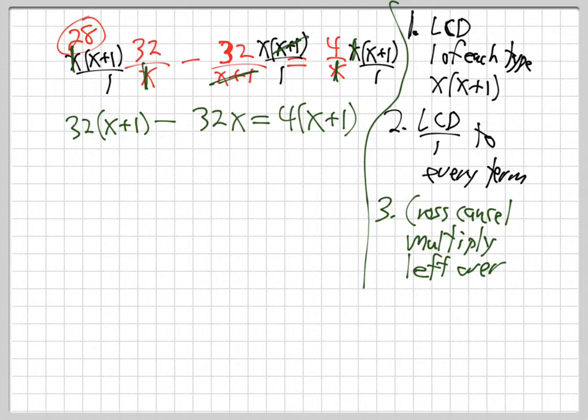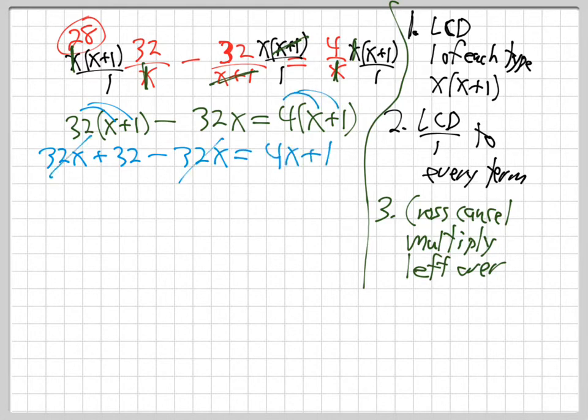So now I just distribute. Boom, boom. 32x plus 32. It's much nicer now because the fractions are gone. Distribute. 4x plus 4. 32x minus 32x. That's nice. That's golden. So finish it up. Yeah, just subtract the 4. Thank you. I'm going too fast, aren't I? Thank you. So don't go too fast. I was just trying to show the dangers of going too fast.